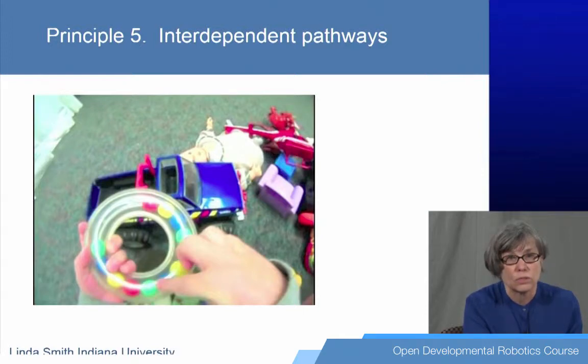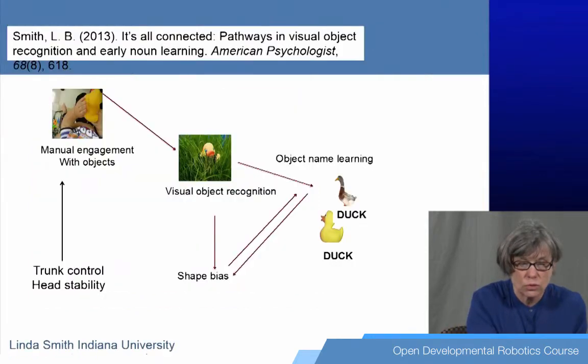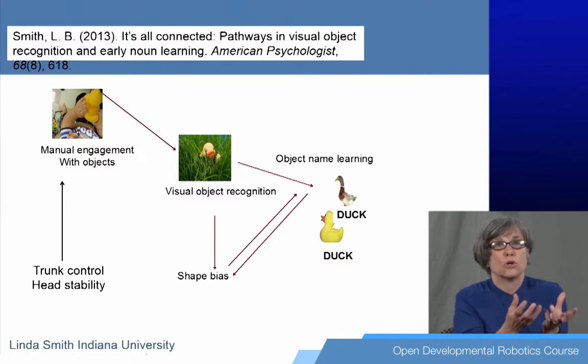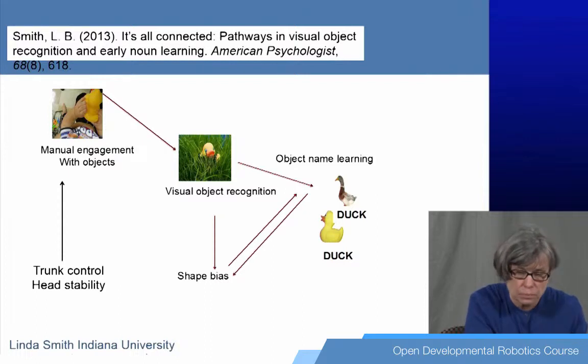So there's a whole variety of things. You're going to go from trunk control to learning nouns. And what I want to do is just give you a few examples where early developments, I'm not going to talk about these, but developing trunk control and head stability enables you to actually sit and manipulate objects. And then what I will tell you a few examples about is how doing that has effects on visual object recognition. And I will point you to the literature that shows how that influences object name learning, okay?